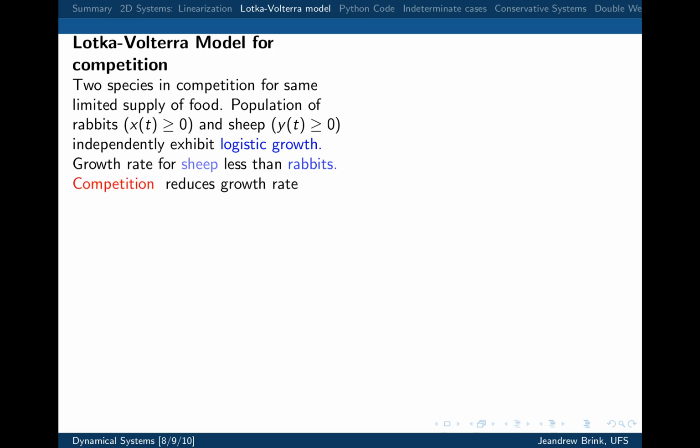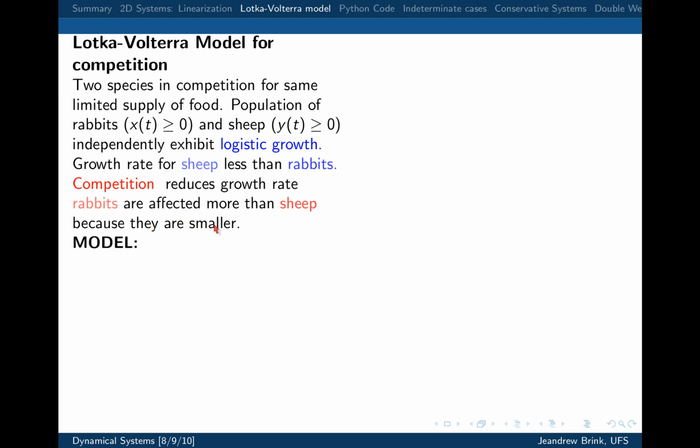Now, the next term is competition. If somebody has to fight for food, they're less likely to breed at the same rate. So the model says competition is going to reduce the growth rate of both the rabbits and the sheep, but in different ways. The reason they say it's different ways is that it's easier for sheep to bully rabbits than the other way around. So the rabbits are going to be affected more than the sheep because they're smaller, so they're easy to bully.